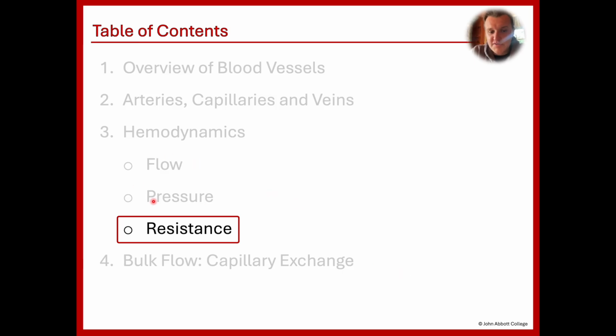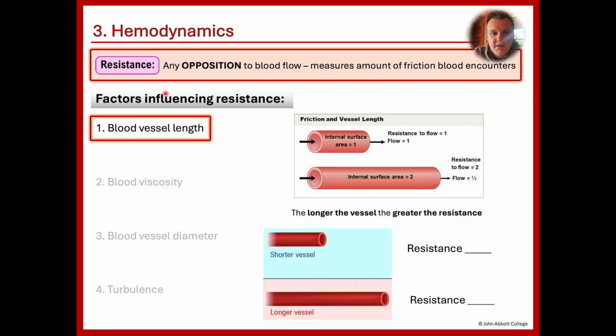So that was flow, that was pressure. Now we're on to resistance. Resistance is any opposition to blood flow. It measures the amount of friction that the blood encounters. And there are 4 ways to have friction in a blood vessel. Number 1, the blood vessel length. This one's not as important for us because we're talking about circuits that are all connected. But the longer the vessel is, the greater the resistance.